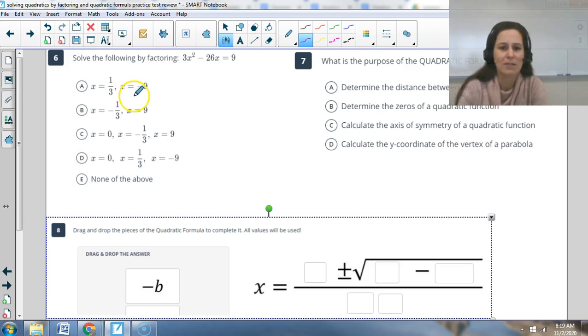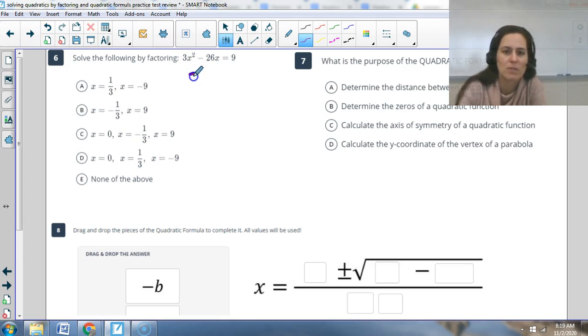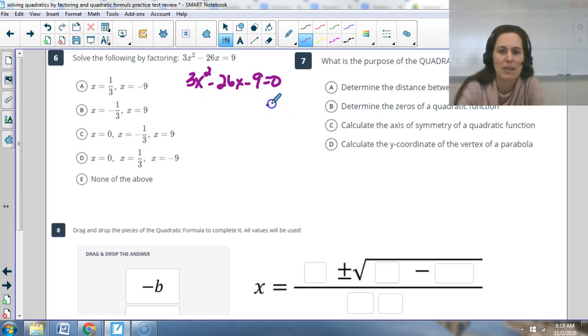Next one, factor. Again, we have to put it in standard form, so we have to subtract the 9. So 3x squared minus 26x minus 9 is equal to 0. Multiply first and last terms together to get negative 27, and then the factors that add up to negative 26 would be negative 27 plus 1. Okay, so this is where we're going to be rewriting the factors and factoring by grouping. So we'd have 3x squared minus 27x plus x minus 9.